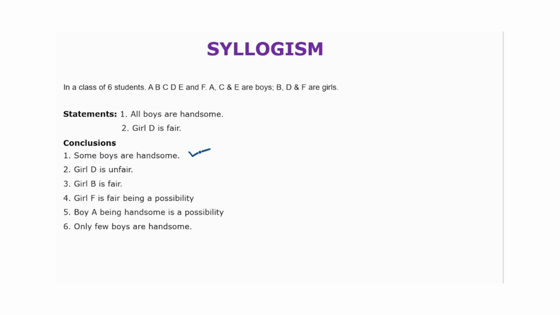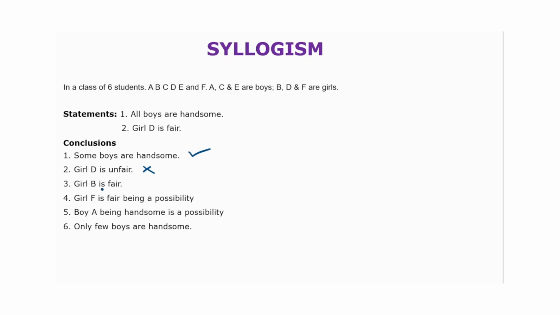This is true, because if all the boys are handsome, they are selecting some boys and asking whether these boys are handsome or not. Yes, if all the boys are handsome, then definitely some boys are handsome. This is true. Girl D is unfair. This is false, because in the statement it is given that girl D is fair.